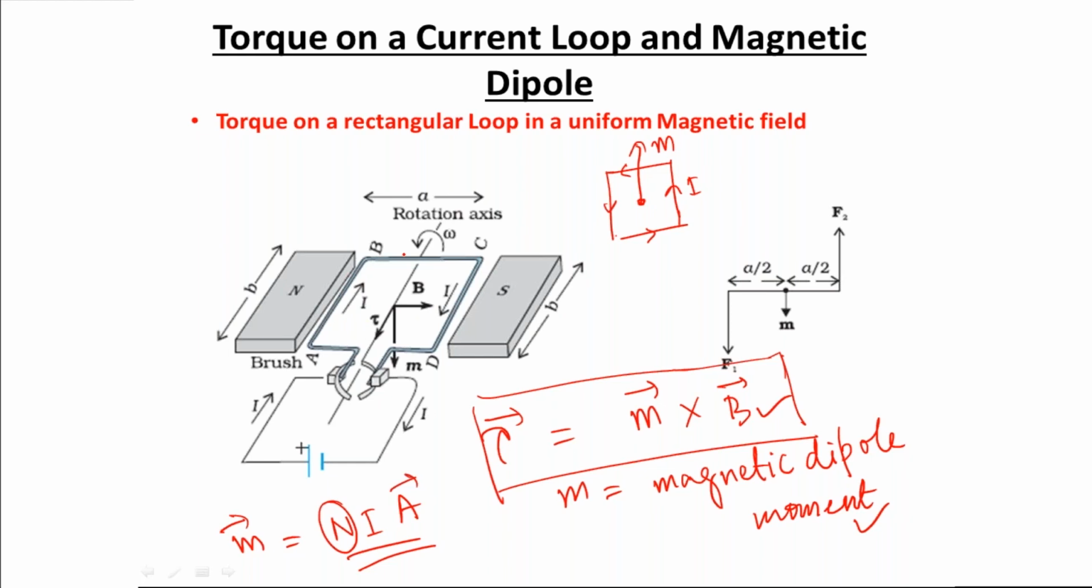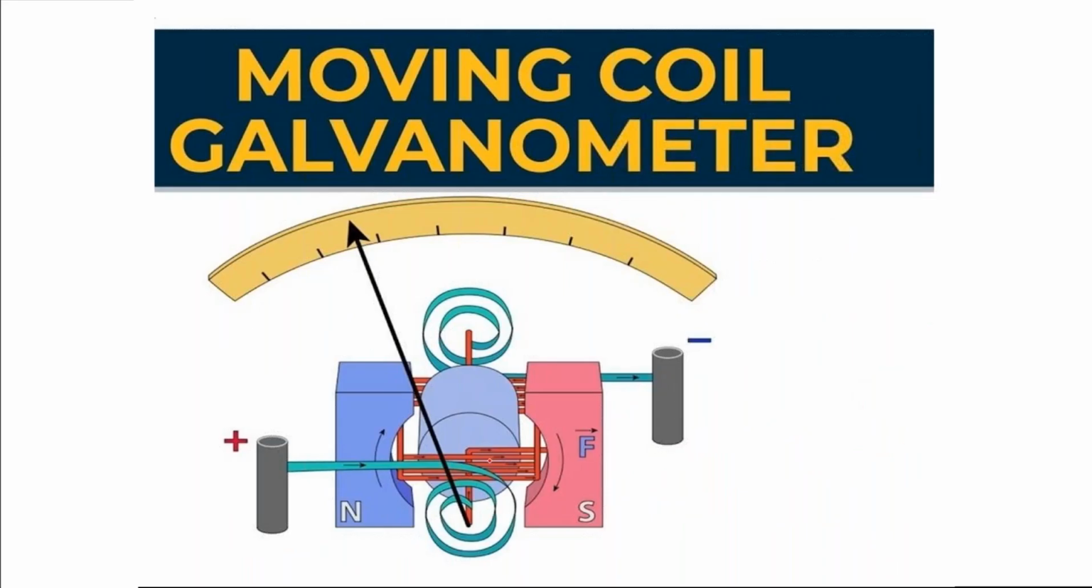So this is how we have learned that if we keep a current loop in a uniform magnetic field, it will experience a torque. This particular fact will be used in the moving coil galvanometer. As I said, the moving coil galvanometer. So there is a coil. You look, this is the coil. See, there it has been shown only one coil.